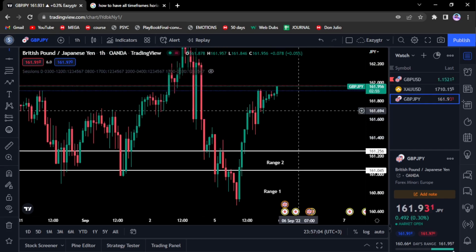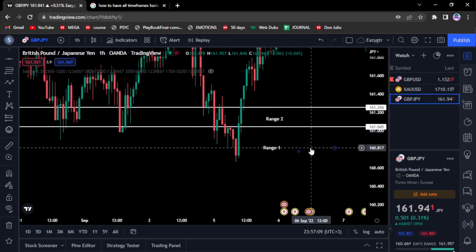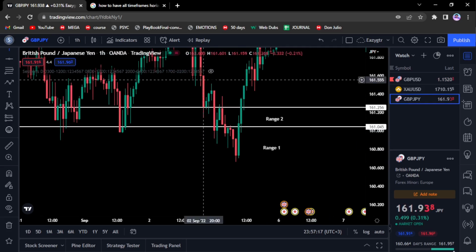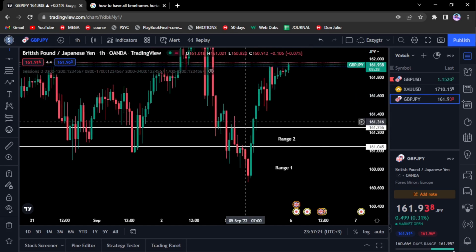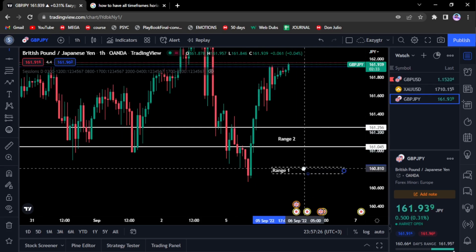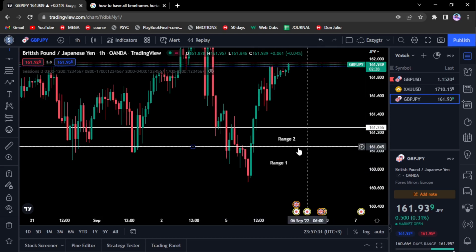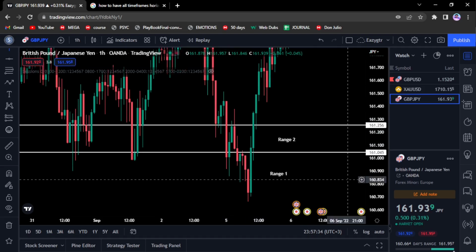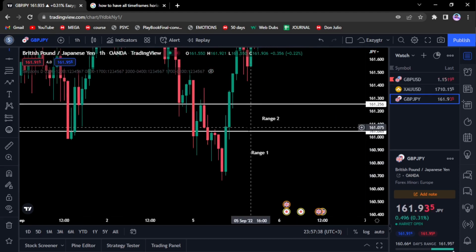So one of the rules of using ranges is to always take trades using the daily directional bias. So this day the bias was bearish since the previous daily candle closed bearish. So that's why your range 1 is where you take your sells going down, and only to avoid fake outs do you take buys above range 2.